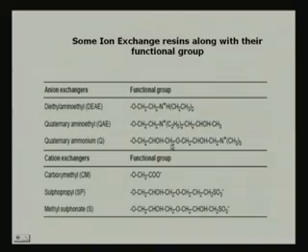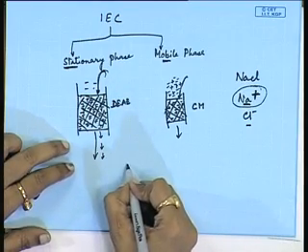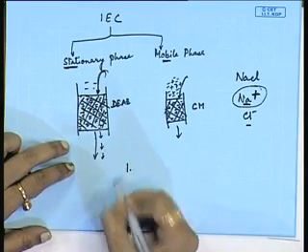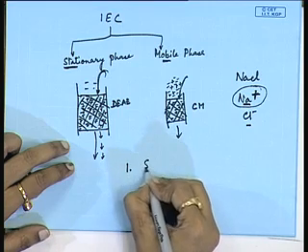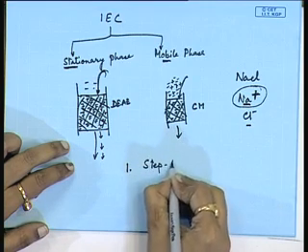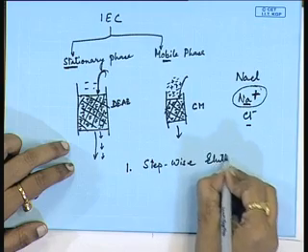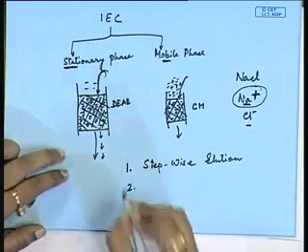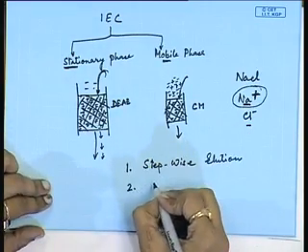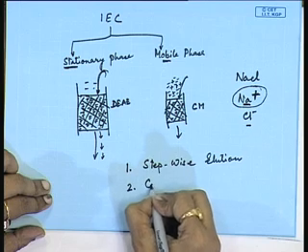Now, this elution can be done in different ways. One of the techniques is called stepwise elution. Another type of elution is called continuous gradient.